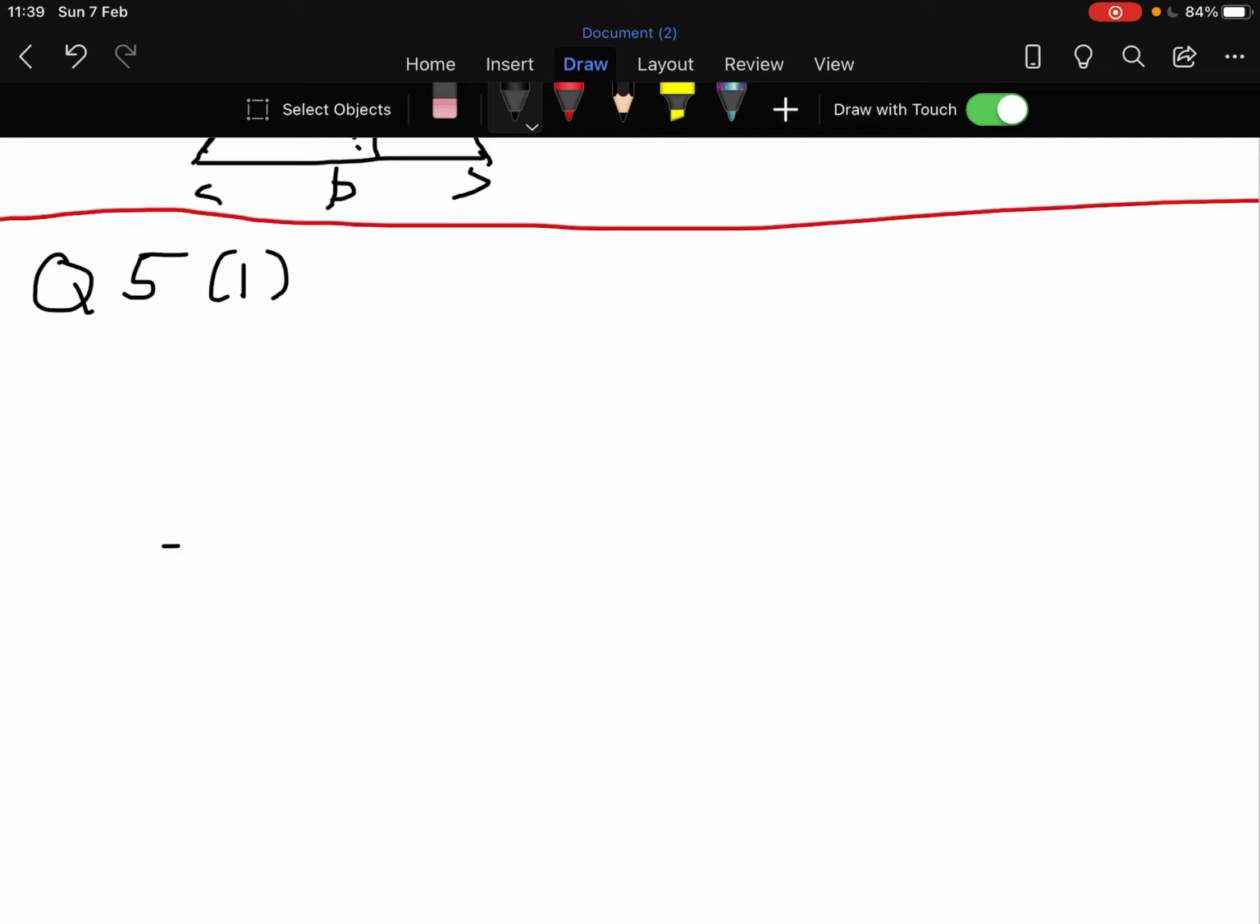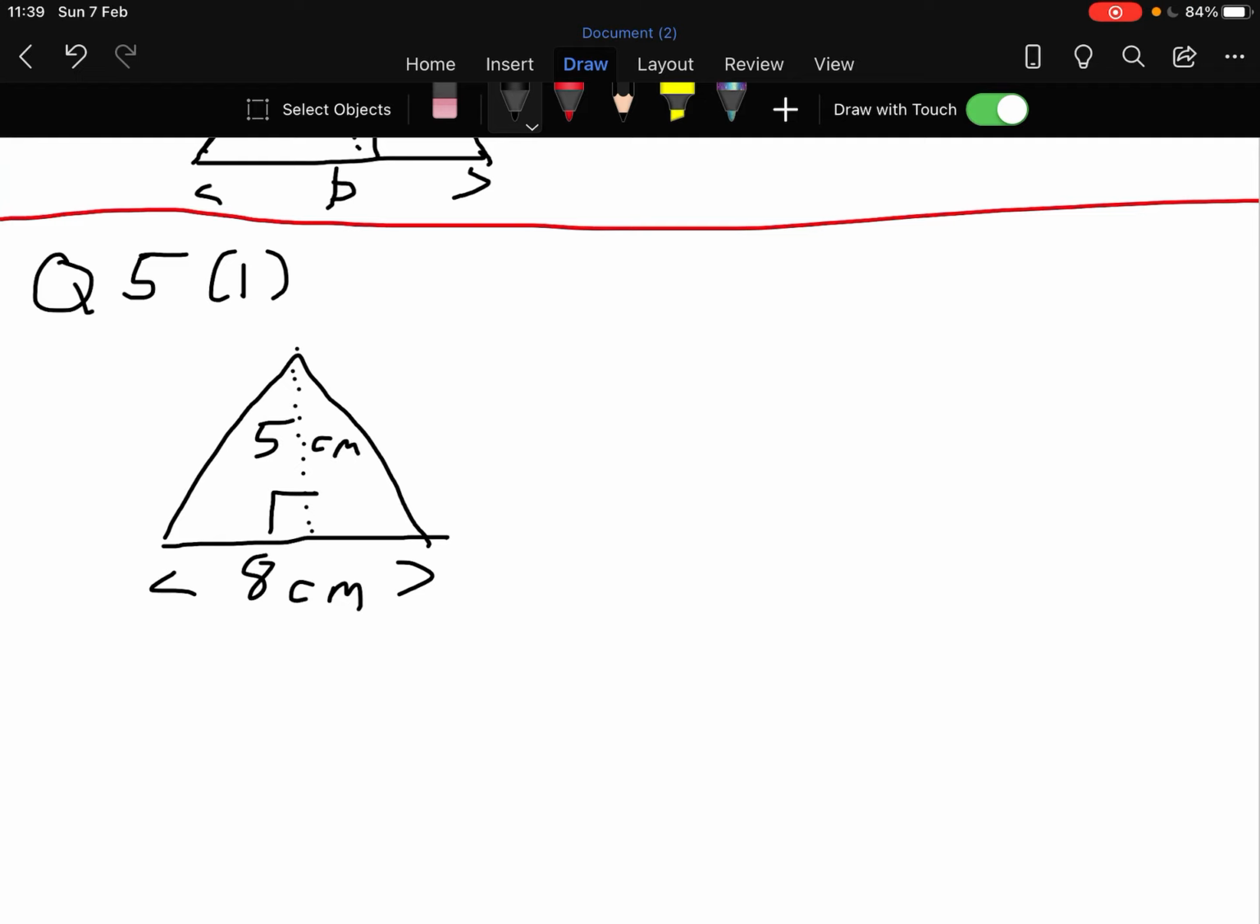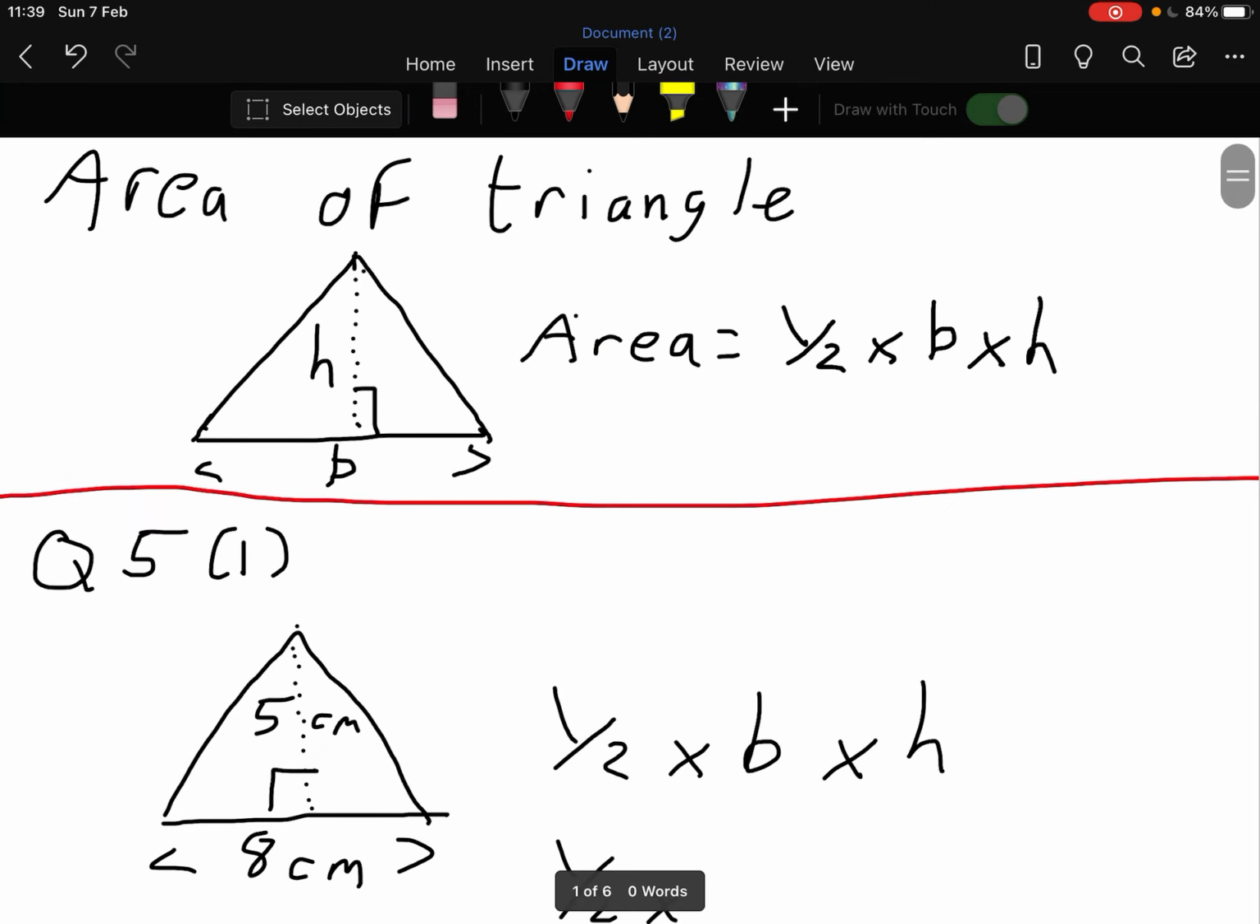So part 1 is we have a triangle, like so, and we're told that this is 8 centimeters, and we're told that our vertical height here is 5 centimeters. So that's what we're given. Triangle like this, 5 centimeters by 8 centimeters. So look at our equation: a half times the base times the height. That's our equation.